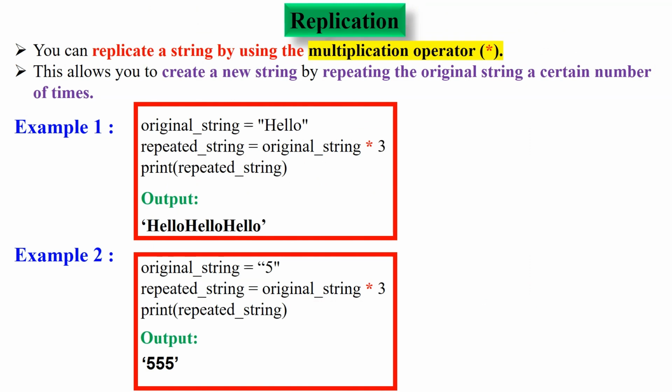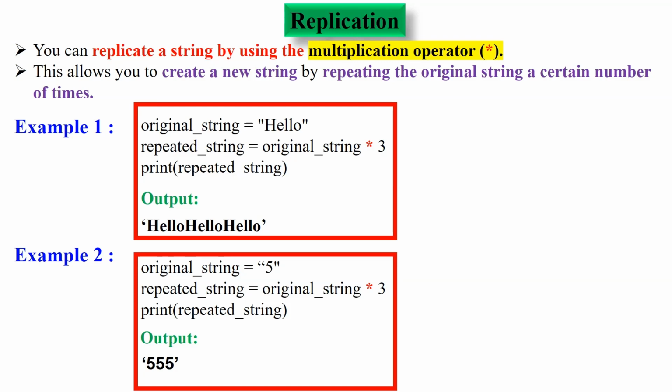In Python, you can replicate a string by using the multiplication operator, asterisk. This allows you to create a new string by repeating the original string a certain number of times. Here's an example of using string replication. Now, look at the Python code.